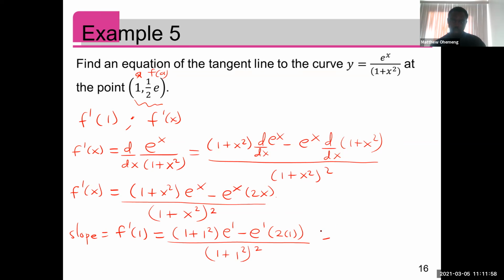Okay. Now, 1 plus 1 squared is just 2. So that's 2e minus, and then this one is 2 times 1 times e, so that's also 2e. And then all over 1 plus 1, that's 2 squared. Right? But 2e minus 2e is 0. So that means the slope is equal to 0. Are you okay with this? Any part you don't understand that you want me to go over? Anybody needs a brief time here?